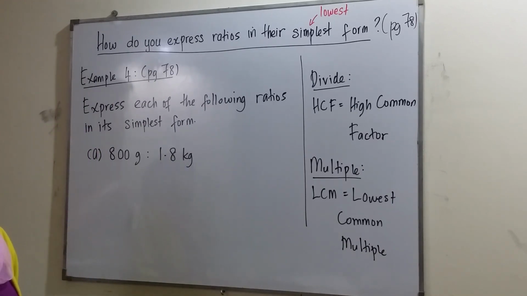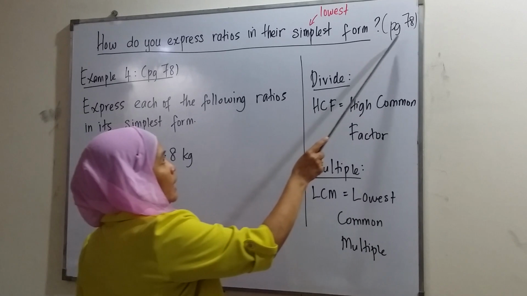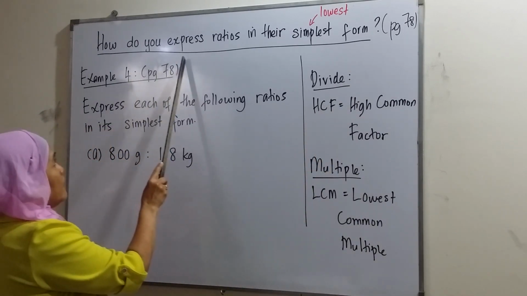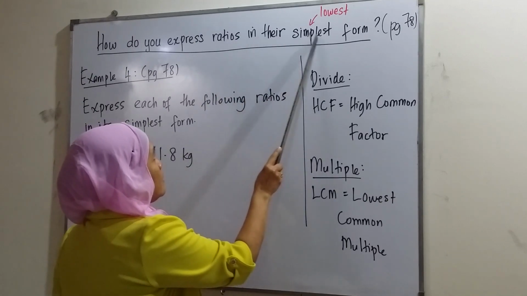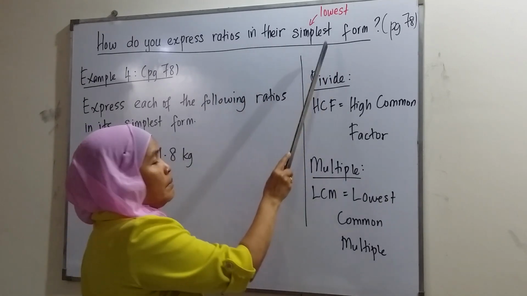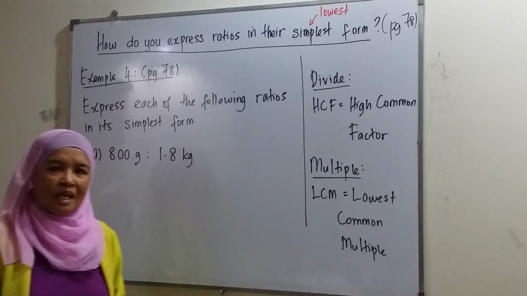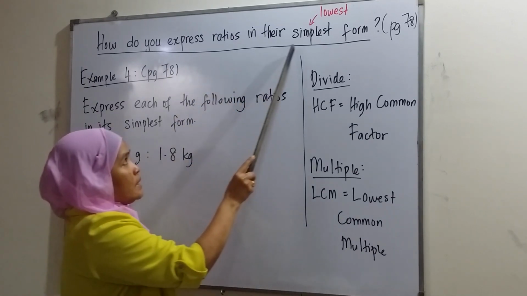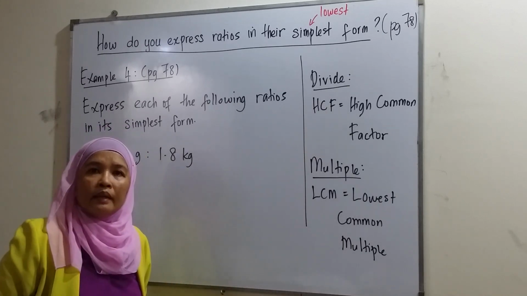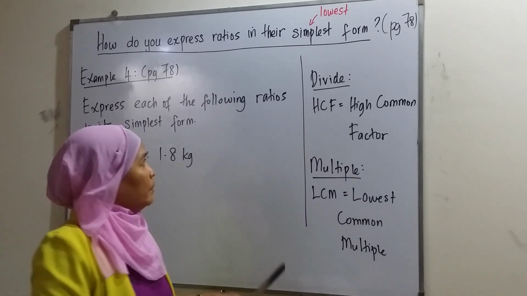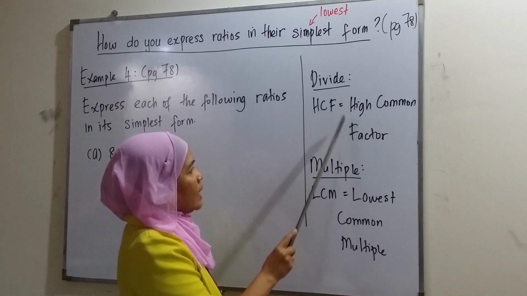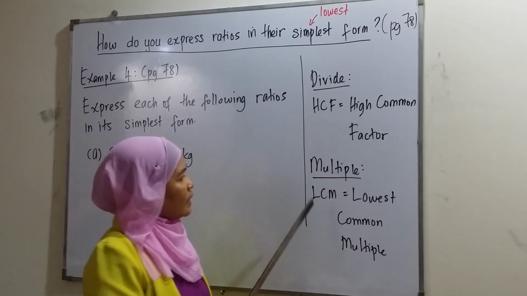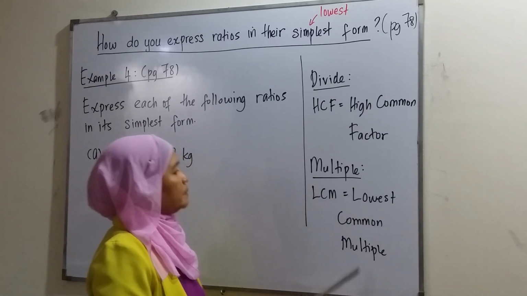Can you please open the textbook page 78. Our topic today is how do you express ratios in their simplest form? Simplest means lowest or smallest value. We can express ratios in their simplest form by dividing the quantities by the highest common factor or multiplying the quantities by the lowest common multiple.